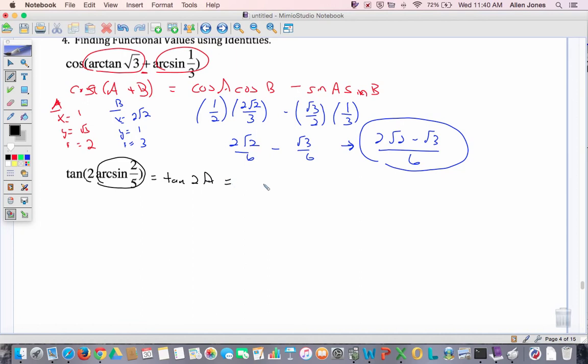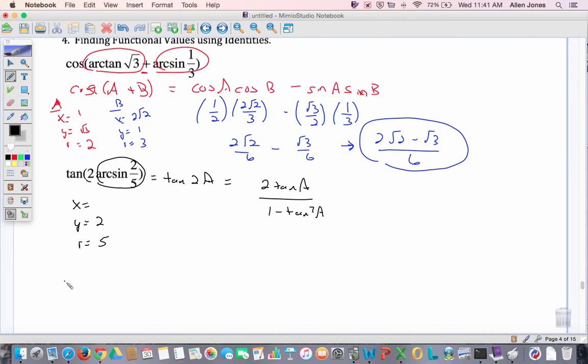One more time here, let's do tangent. Notice the 2 here. So I have the tangent of 2a. I'm just going to replace the arc sine with an a. I'm going to expand that out. That is 2 times the tangent of a over 1 minus tangent squared a.